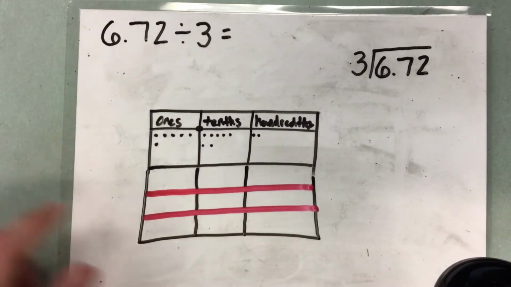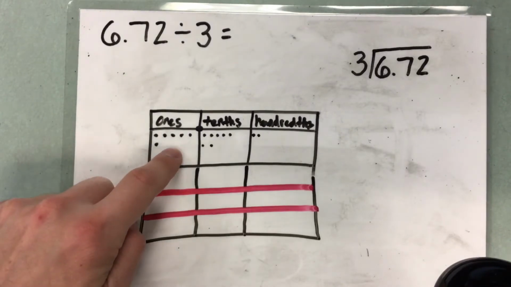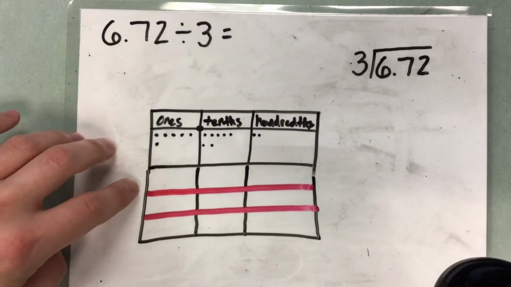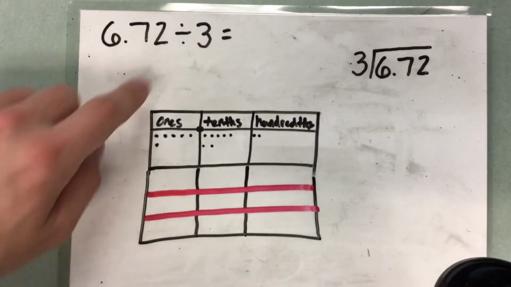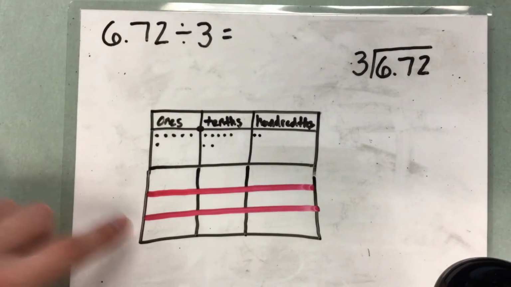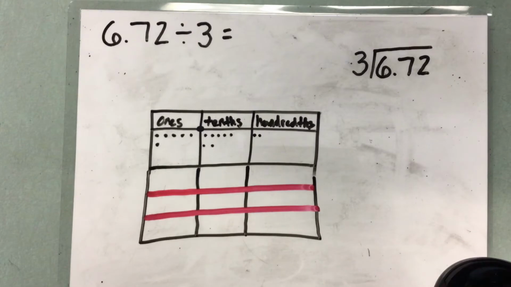Go ahead and pause the video and create a place value chart like I have done, adding 6 ones, 7 tenths, and 2 hundredths. Once you have done that, below I've created 3 equal groups. So we're dividing by 3, so I have 1, 2, 3 groups that we're going to be dividing this number into. So go ahead and do that on your place value chart as well.